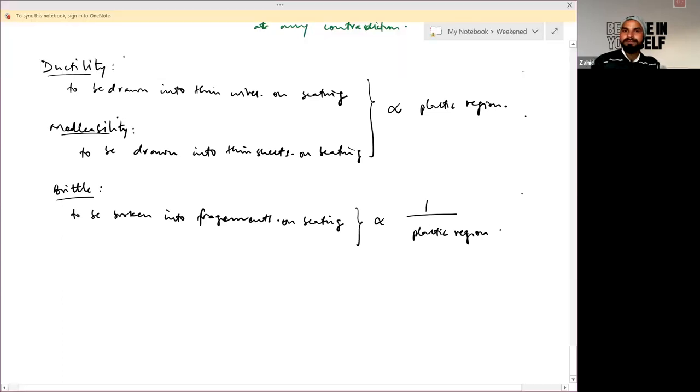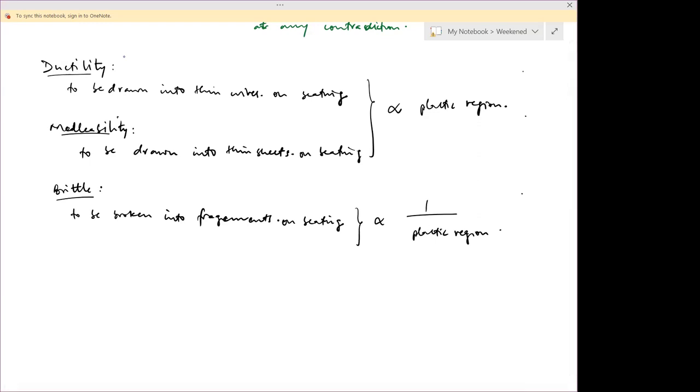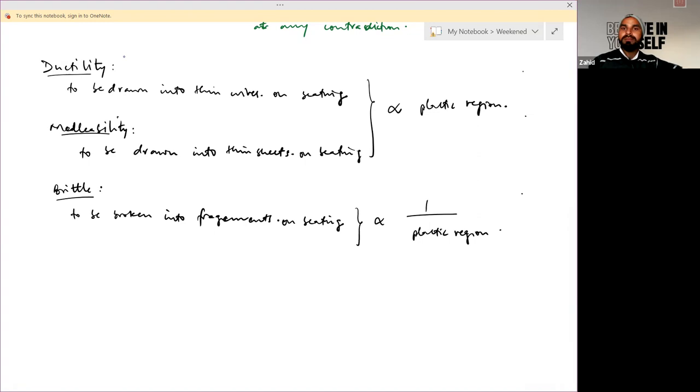Is it clear? Yes, sir. Or you'll say gold has the maximum or longest plastic region. Brittle means just like glass, which may be broken into fragments on a small stress applied over it.